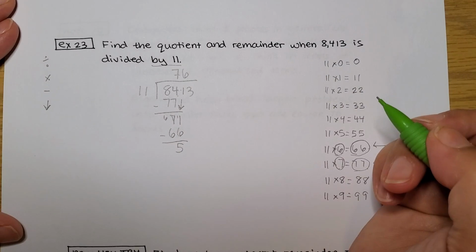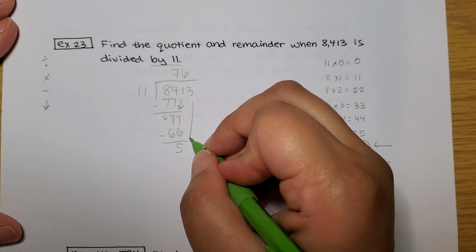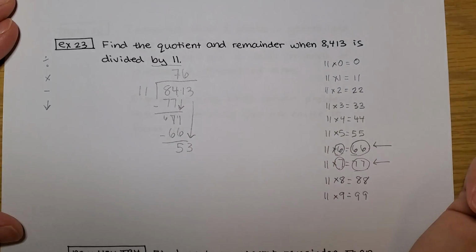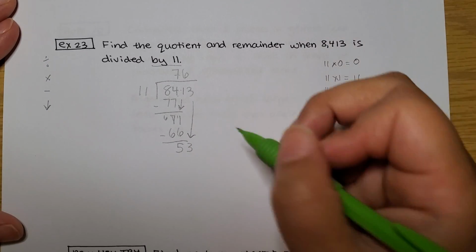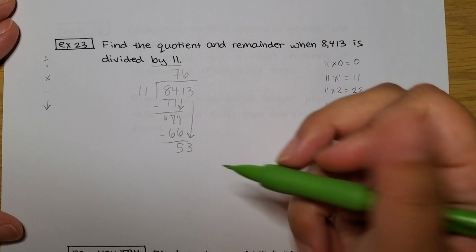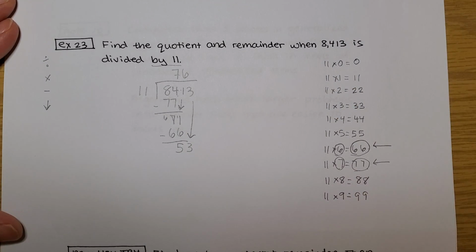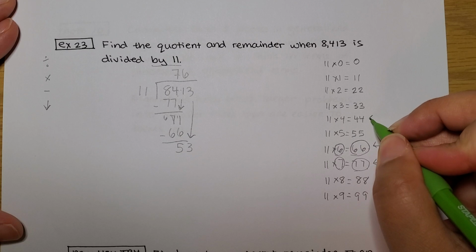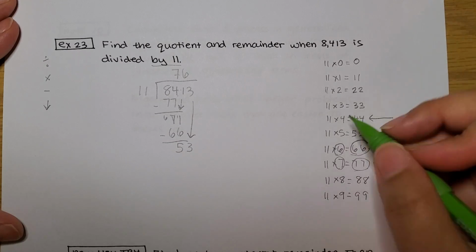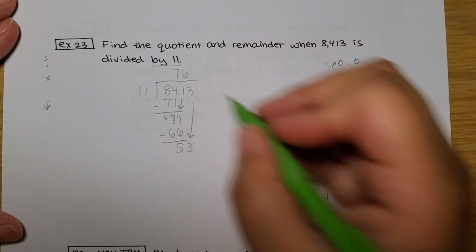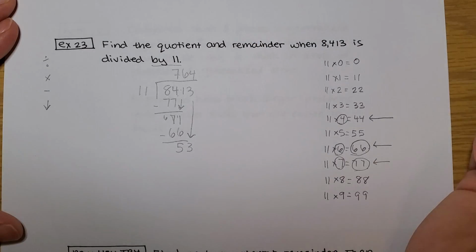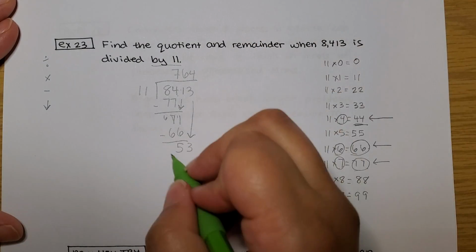I get 5, and then I will bring down the 3. Okay, last time, because there won't be anything to bring down after this, I'm going to look in my table for the closest to 53. So closest to 53 without going over is this 44. So I'm going to put the 4 on top, and the 44 is what I subtract.